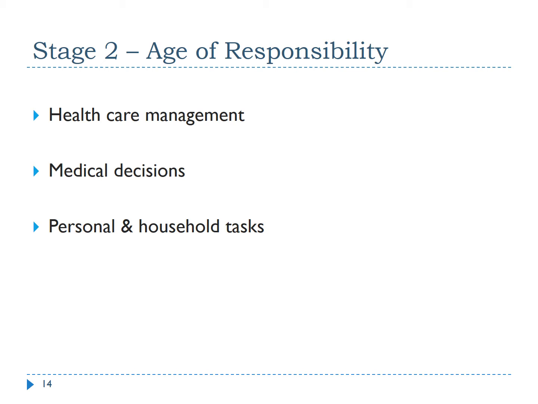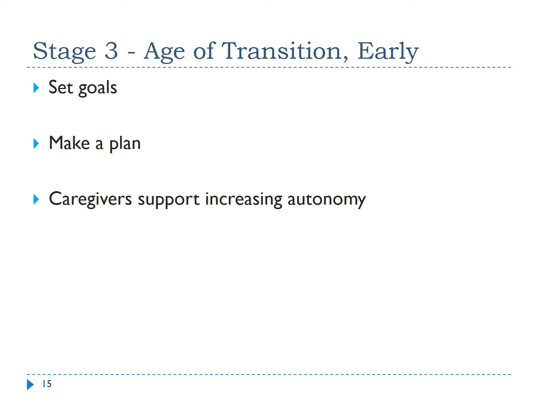During the age of responsibility, a child should receive steadily increasing levels of obligations for their own healthcare management, medical decisions, and household tasks. During the age of transition's early phase, the adolescent and family gather information, start setting specific goals, and develop a written plan for achieving them. The young person assumes a more independent role in working with healthcare professionals and making medical decisions. Caregivers support the youth's increasing autonomy.